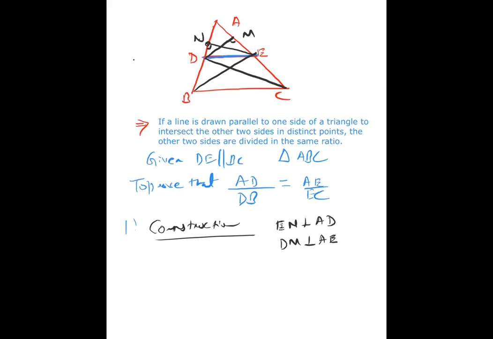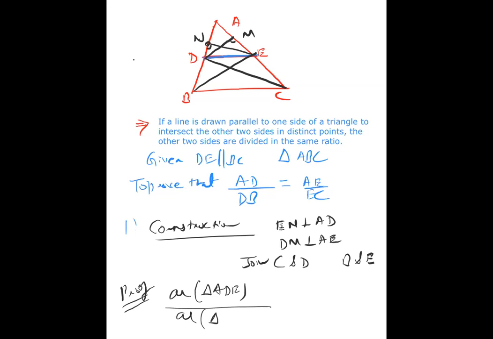And the second thing is join C and D and join B and E. This much construction you have to do. Then the proof of this is, the plan is that you will find the area of triangle ADE, and also the area of triangle BDE, and that will come out to be a certain ratio.